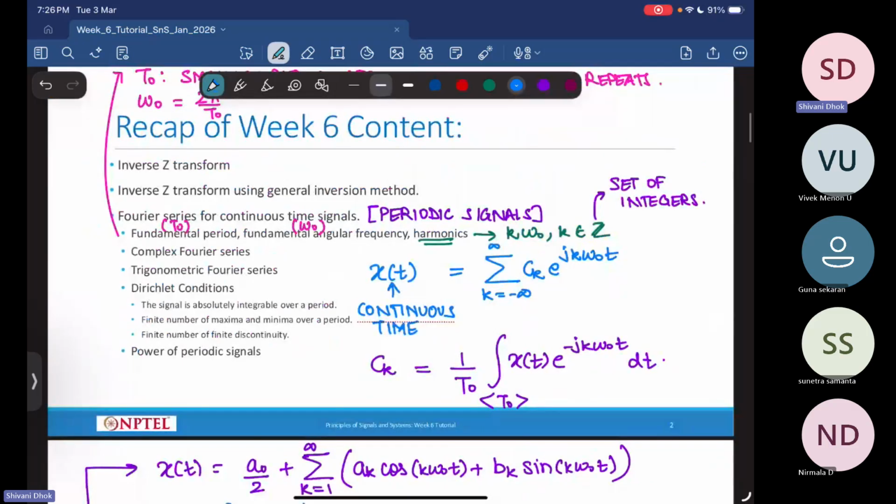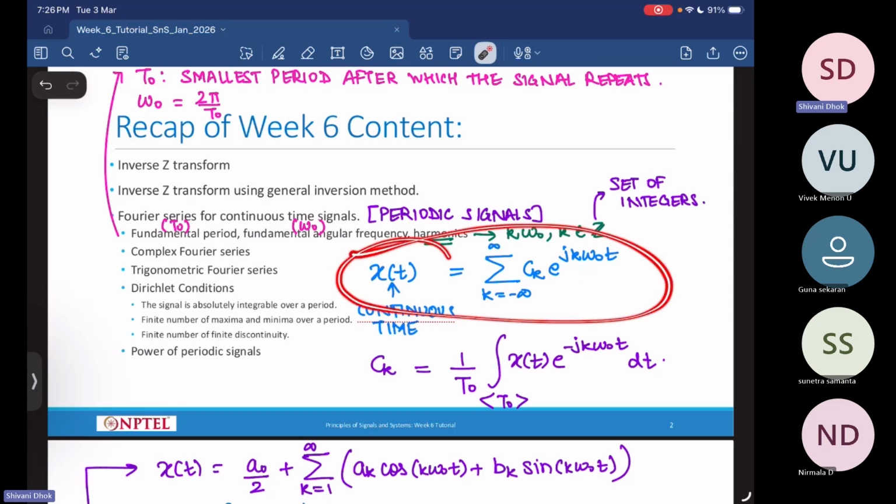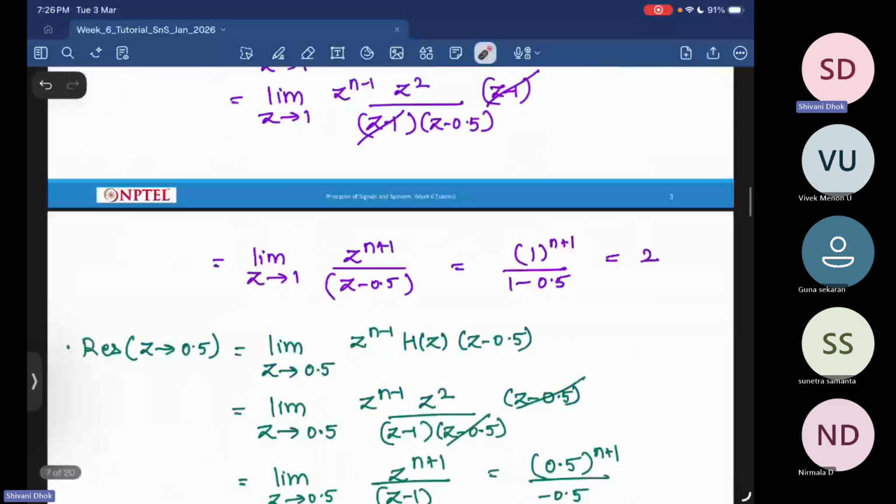We can make use of this equation, ck equal to 1 over T naught times the integral. This particular ck expression is one option. The other option is being clever and trying to represent the x of t given to us in this particular form. So now let us make use of this form and find the Fourier series coefficients.